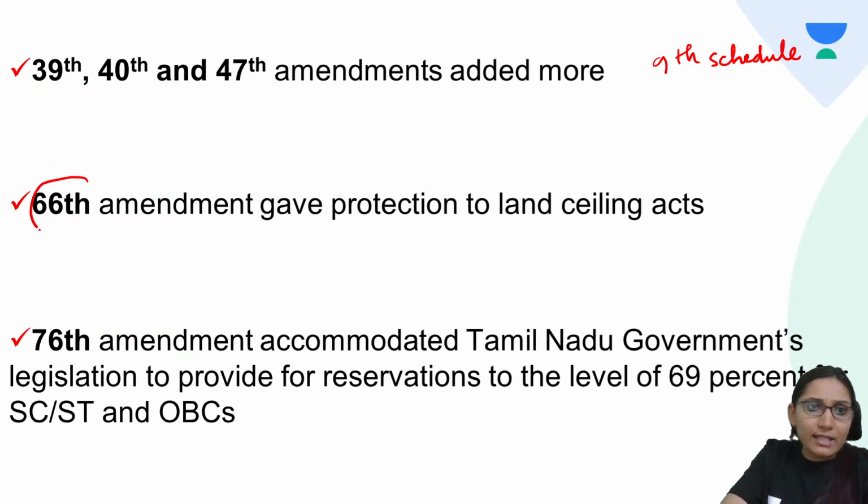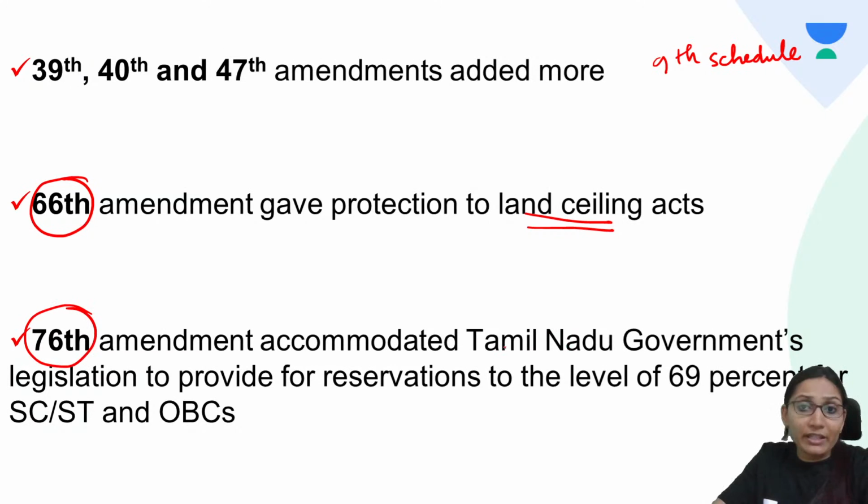The 66th amendment gave protection to land ceiling acts. And the 76th amendment accommodated the Tamil Nadu government. This is what we were discussing in the beginning. The Tamil Nadu state law provides an extended quota of reservation. The Supreme Court has said that only 50% reservation can be given maximum. That is, the maximum quota of reservation should be 50%.